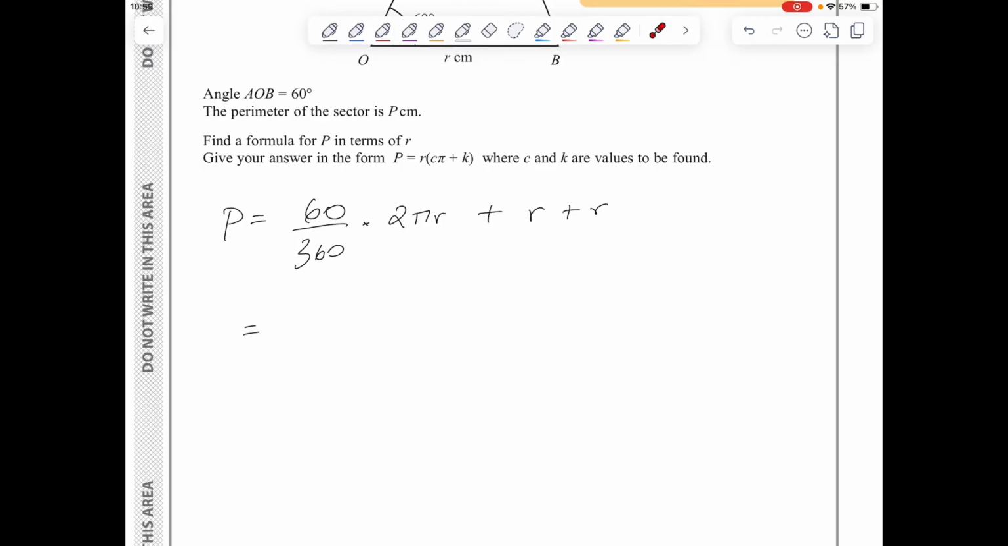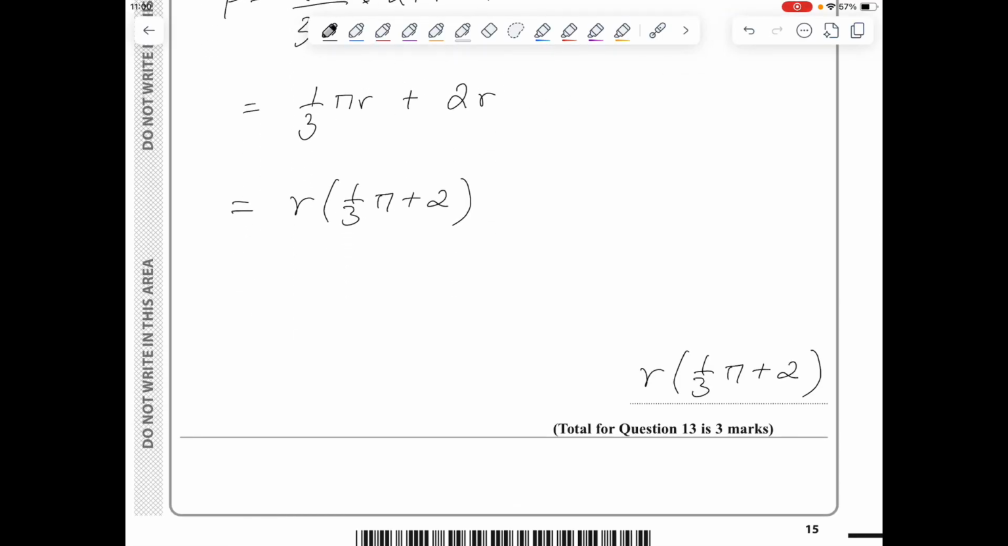Let's simplify this. This is 1 over 6 times 2 will give me 2 over 6 or 1 over 3 pi r plus 2r. Now the question asks to put it in this form where r is a common factor. So r bracket 1 over 3 pi plus 2 is my final form. Note though, writing this as your final answer will not give you full marks. You need to put the P equals at the beginning because the question asks for a formula, not an expression.